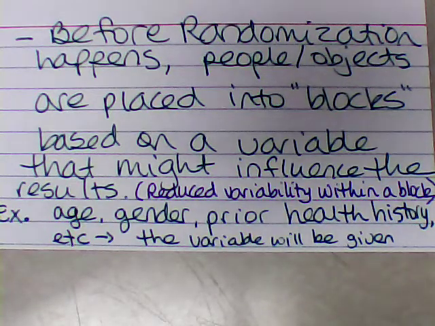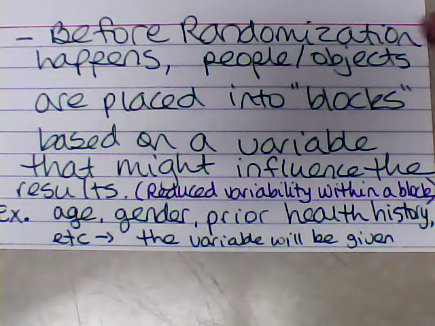So the variable will be given in the problem. Something like, researchers believe that your family history of cancer might influence the results. So you would want to block by whether your family has cancer in its history or not. It also might say in a problem something like, researchers took a group of volunteers and split them into groups based on the amount of AP classes they have had in the past. So that would be a block. Maybe you've had 0 to 1 AP class, 2 to 3, 4 and more.